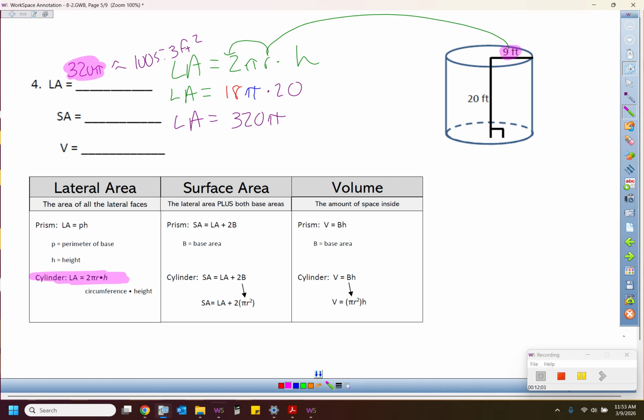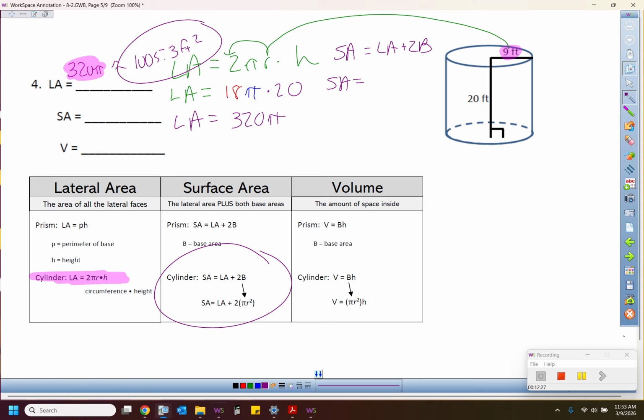Then when it comes to the surface area, you see that the surface area formula is still the same as before. It's the lateral area plus 2 base areas. So surface area equals lateral area plus 2 base areas. And the surface area will equal, we're going to use the exact number. We never want to use an approximate until we're all finished. So we're going to go back to this 320 pi. And it's actually going to be pretty slick when we do it this way. Plus 2 base areas.